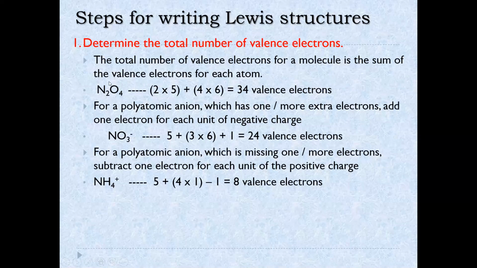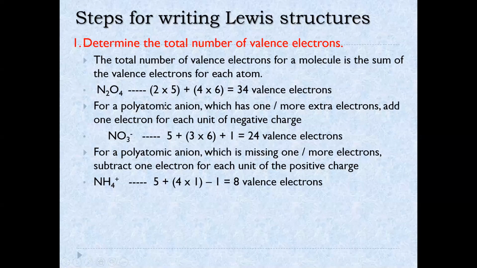So let's look at an example of this, N2O4. Nitrogen is in group 5, and there are two atoms of nitrogen, that would be 2 times 5. Oxygen is in group 6, sorry, has 6 valence electrons, and there are 4 of them, that is 4 times 6. So N2O4 has 34 valence electrons in the entire molecule.